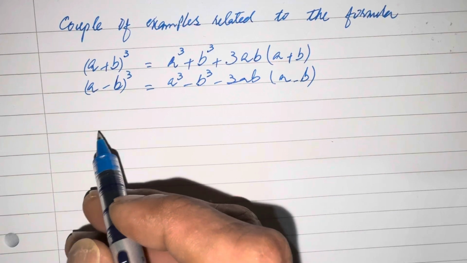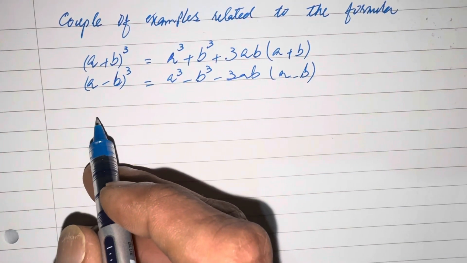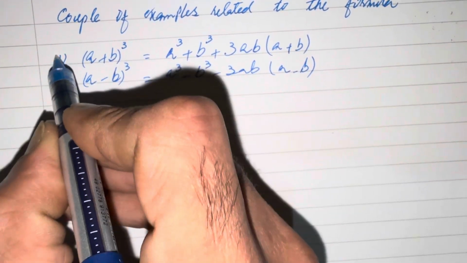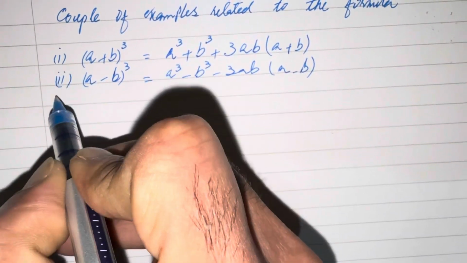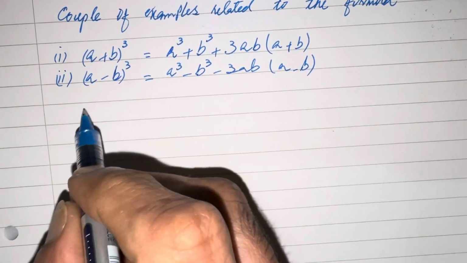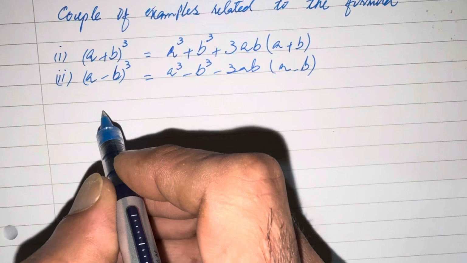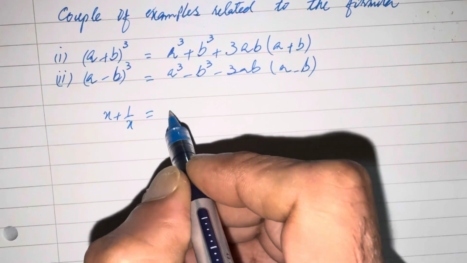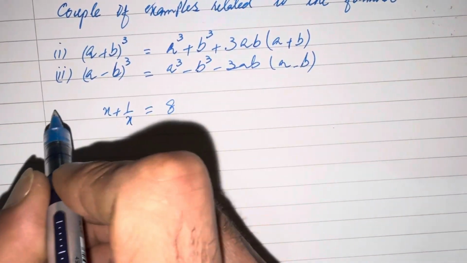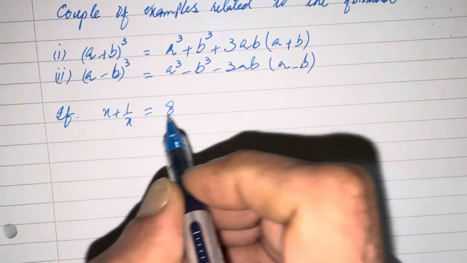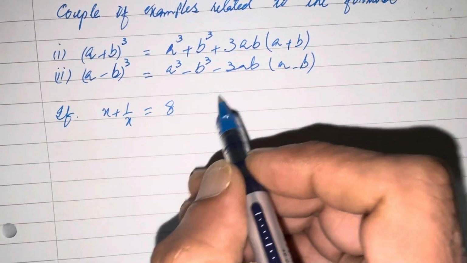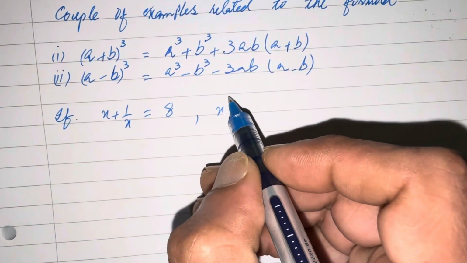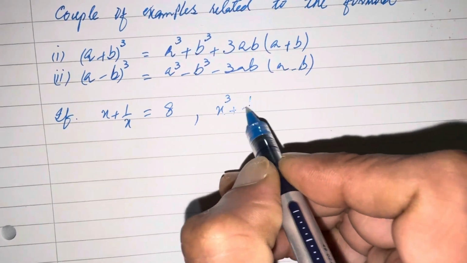So we are going to learn by taking some couple of examples. Suppose the first formula is a plus b whole cube. So I'm taking the values like, suppose x plus 1 over x is equals to 8. If x plus 1 over x is equals to 8, then find the value of x cube plus 1 over x cube.